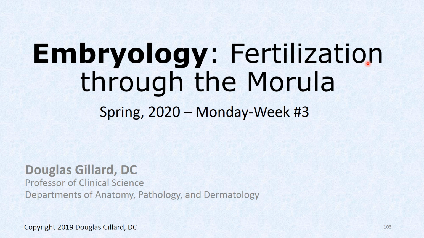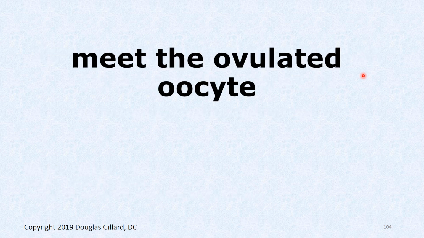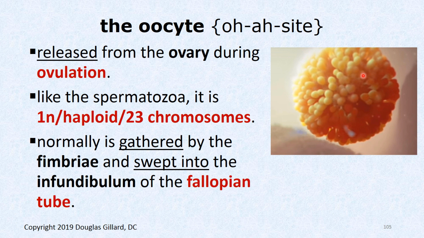And yep, so we're going to start the show today with fertilization. Remember, we spent a whole lecture talking about formation of the egg. And today we're going to do something with that egg. We're going to fertilize that egg, and we're going to follow it until it becomes a 16-cell creature. And that's called the morula. So let's get started. Let's meet that ovulated oocyte.